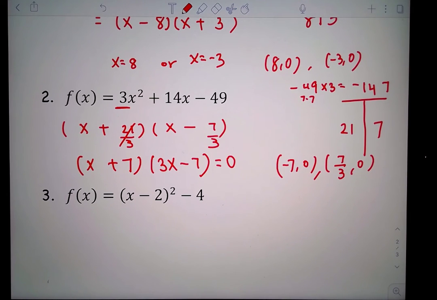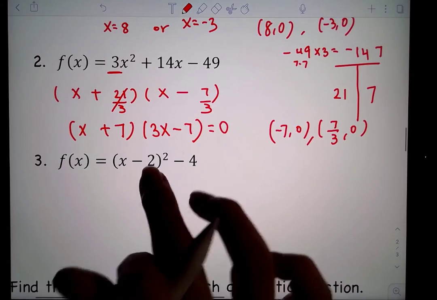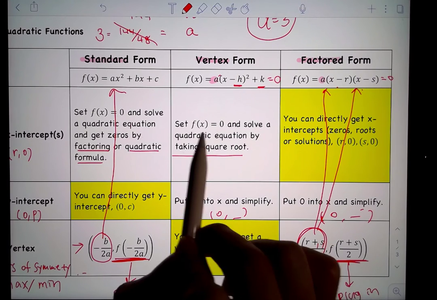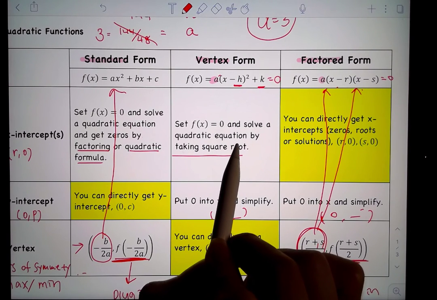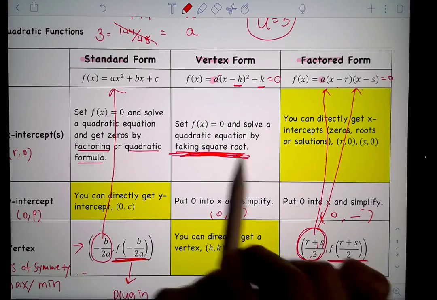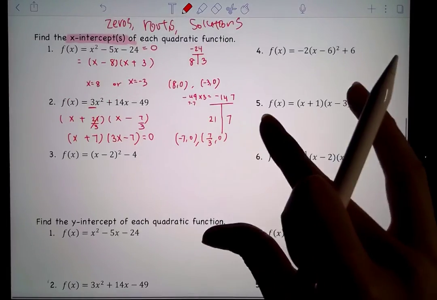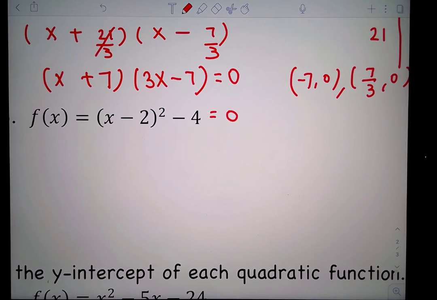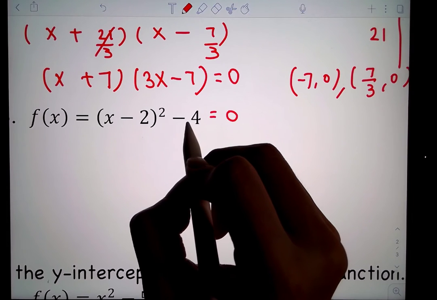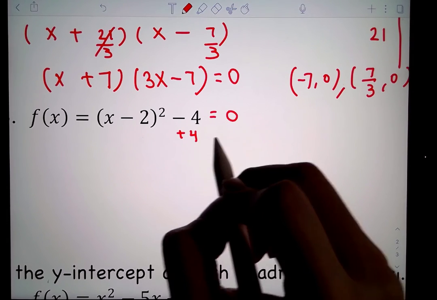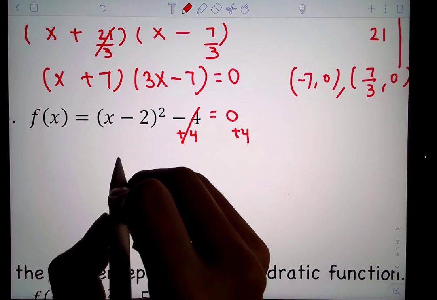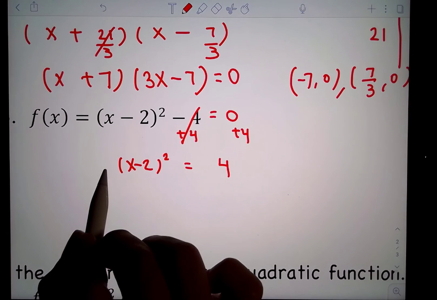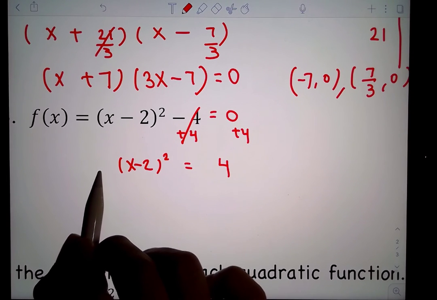Okay? And number 3. Number 3 is vertex form. So let's go back and take a look. Vertex form, then how do you get it? You solve the quadratic equation by taking square roots, right? So look, from here you just set it to 0 and I'm gonna solve it. Alright? So I'm gonna get rid of this minus 4. So we do plus 4, right? Then you get x minus 2 squared equals 4. Nothing to divide by, so I can just take square roots.